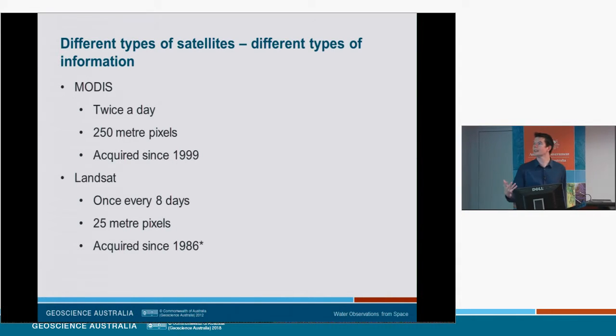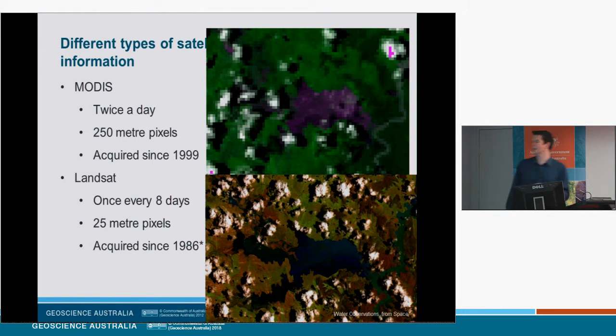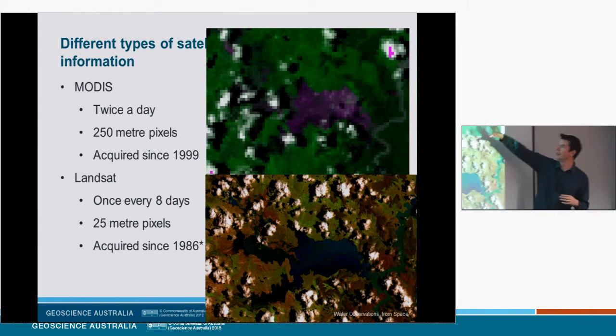So, different types of satellites give you different types of information. You've got MODIS that we just saw then, comes across twice a day, but you've got a 250 metre pixel. So the smallest thing it can resolve on the ground is 250 metres by 250 metres. So this entire building would fit within 1 pixel, more or less. Then there's a different satellite, Landsat, which comes across once every 8 days, but it has a 25 metre pixel and has been acquired since 1986. So in terms of the imagery we've just been looking at, that's Landsat, that's MODIS.